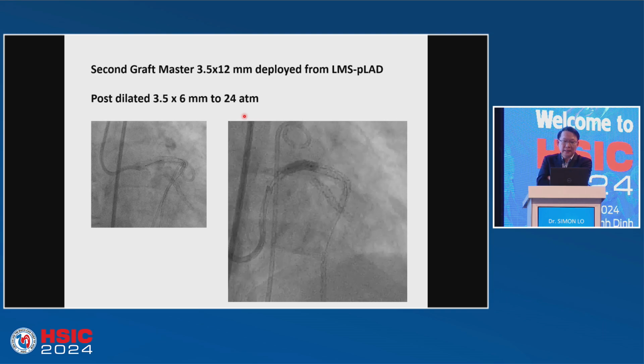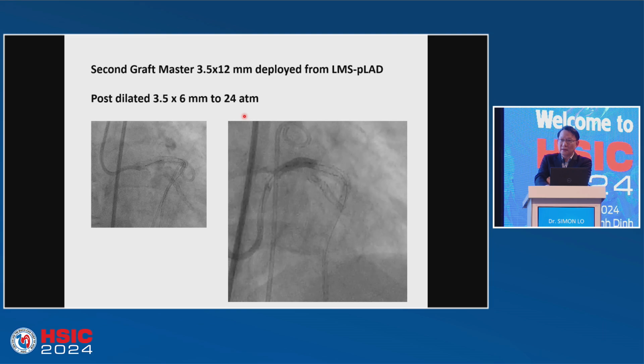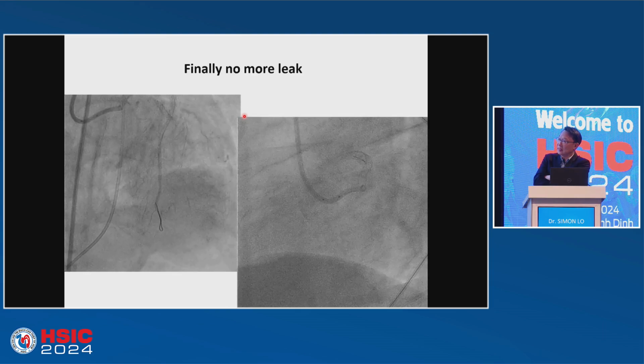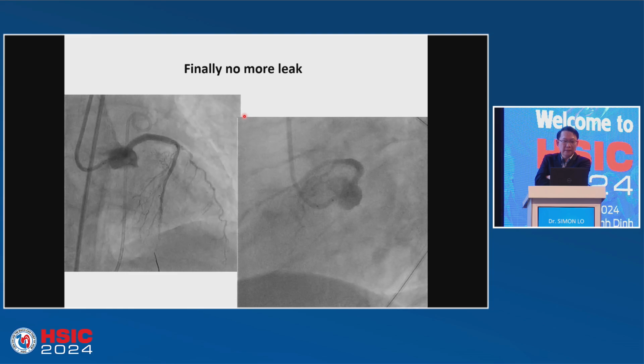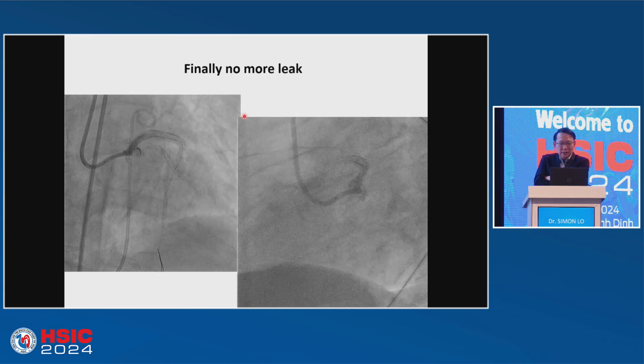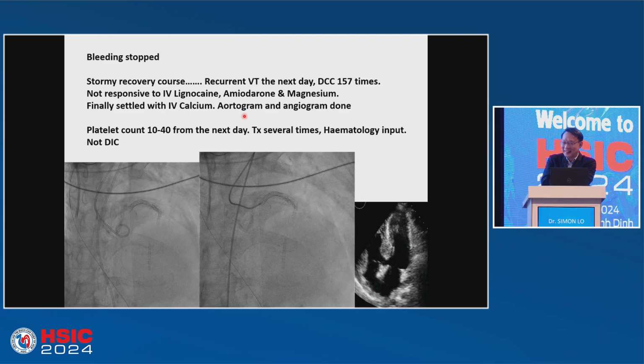And I post-dilated again using the same 3.5 NC balloon, this time to 24 atmospheres, slowly. And I tell you again, the stent graft is such a bad stent. You know, it took a long time to inflate and deploy it. Finally, I thought I had achieved success, there's no leak, okay? That's what I thought, okay?